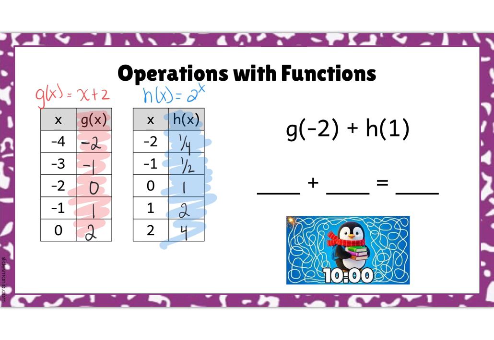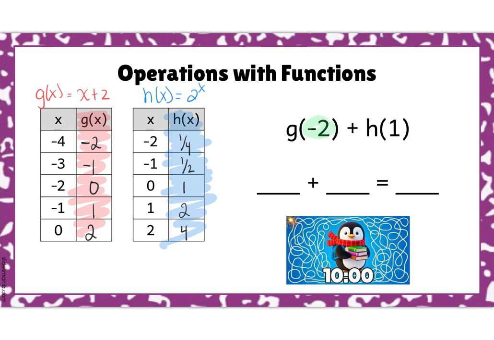I did end up using my calculator, which I did get fractions. So -2, the output is 1 over 4, and for -1, the output is 1/2. Fractions are possible, especially with exponential functions. Once you have a function table, we can do operations with functions, or you just kind of want to combine your function notation ideas. So here I have g of -2.